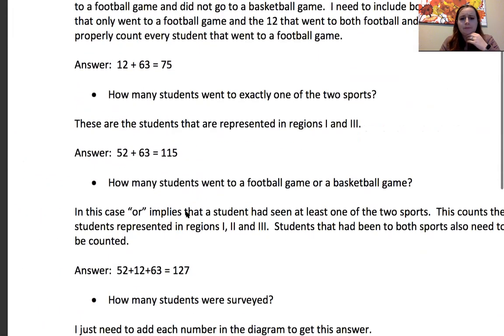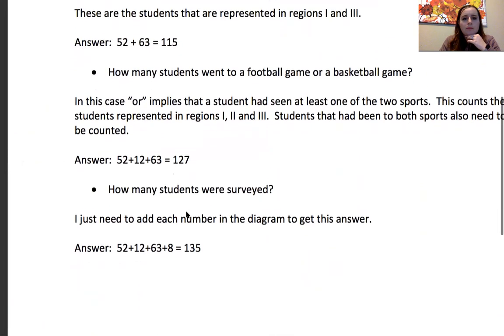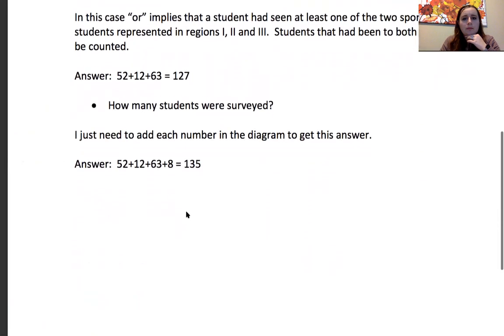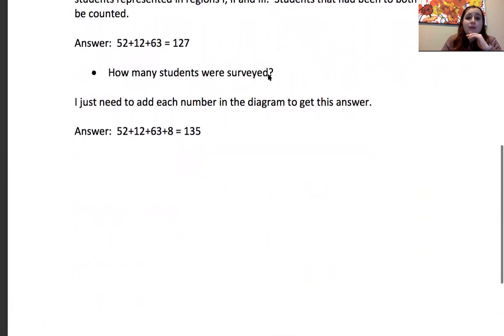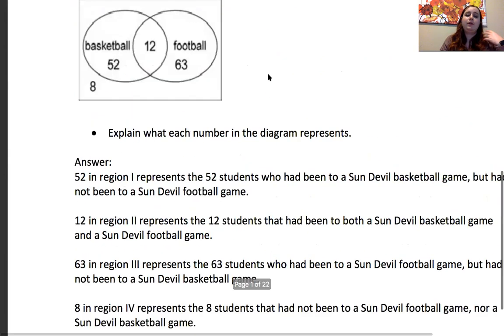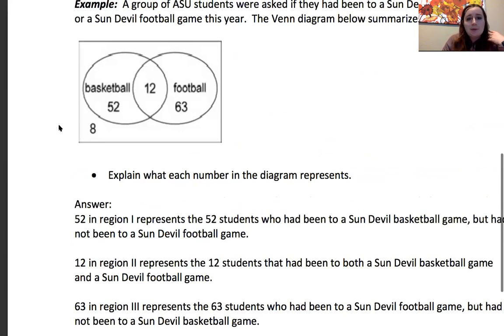What's another one? Now, how many students were surveyed? This is our universal set. So remember, to get the universal, you just see all the numbers in this Venn diagram and add them up once. So 52 plus 12 plus 63 plus 8, all 4 regions, add them together. That's how many people were surveyed total.